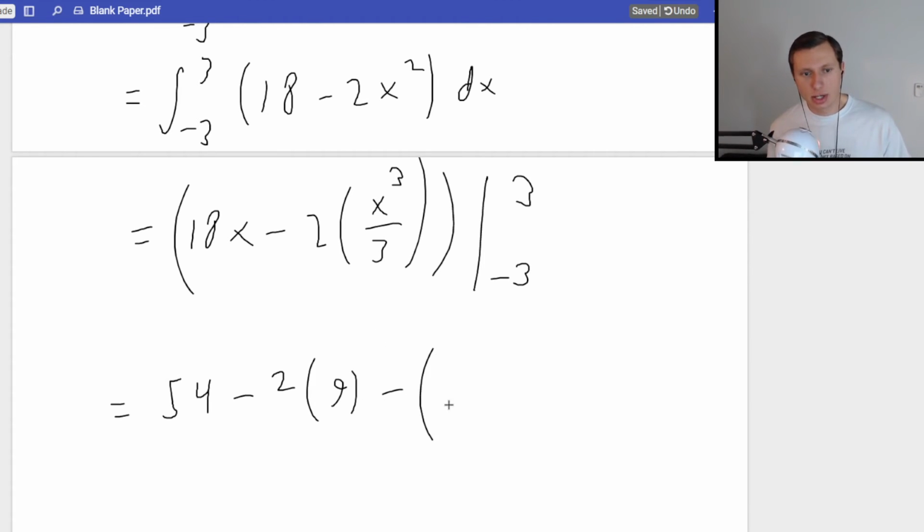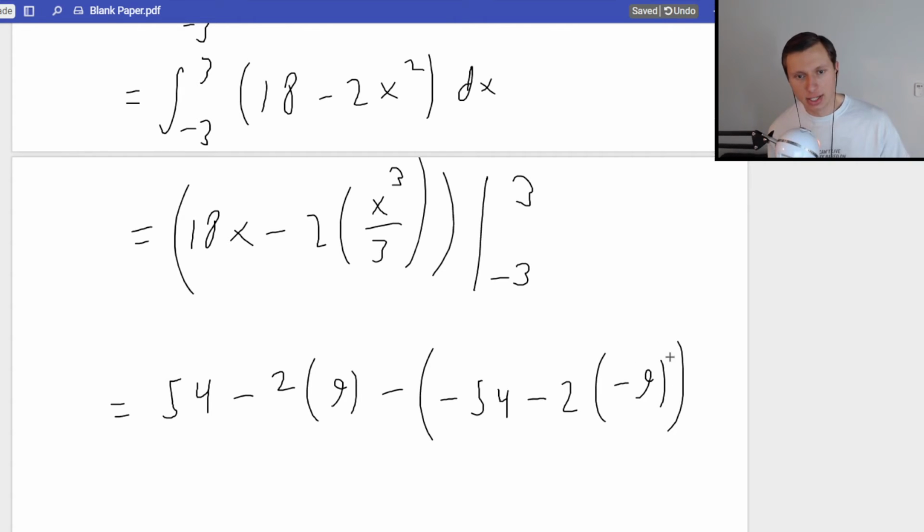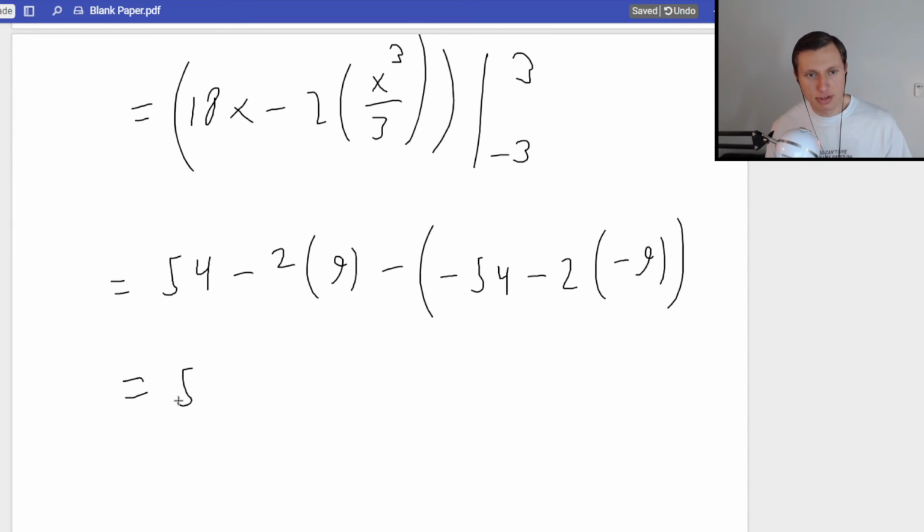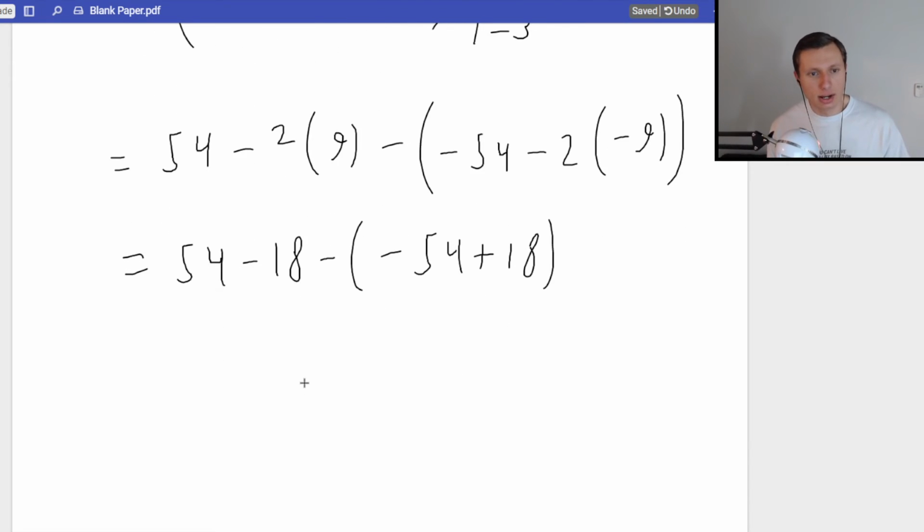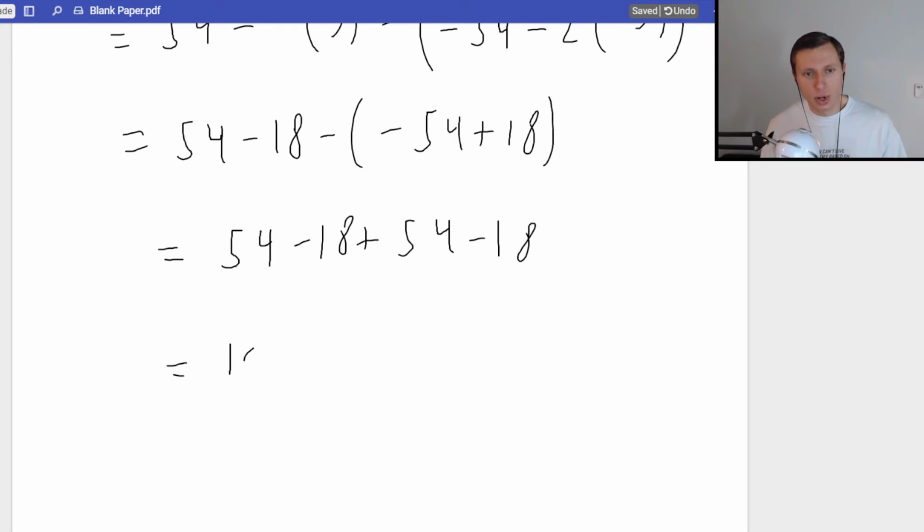And then minus the quantity: 18 times -3 is -54. Minus 2 times -3 cubed over 3 is actually -9. So we put this all together, you're going to get 54 minus 18 minus the quantity -54 plus 18. So it looks like this stuff almost cancels out. It kind of does. It ends up being 54 minus 18 plus 54 minus 18. It's again a symmetrical case. But you're going to get 108 minus 36.